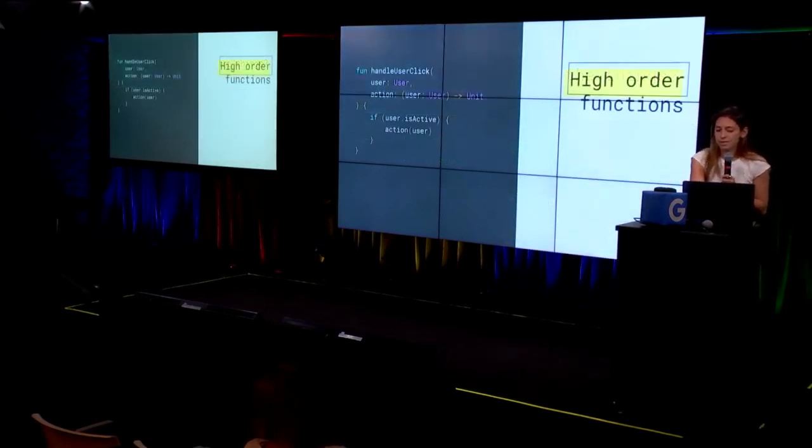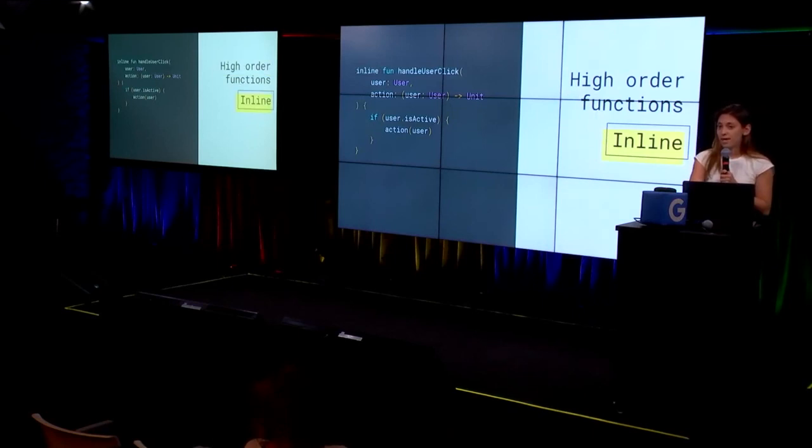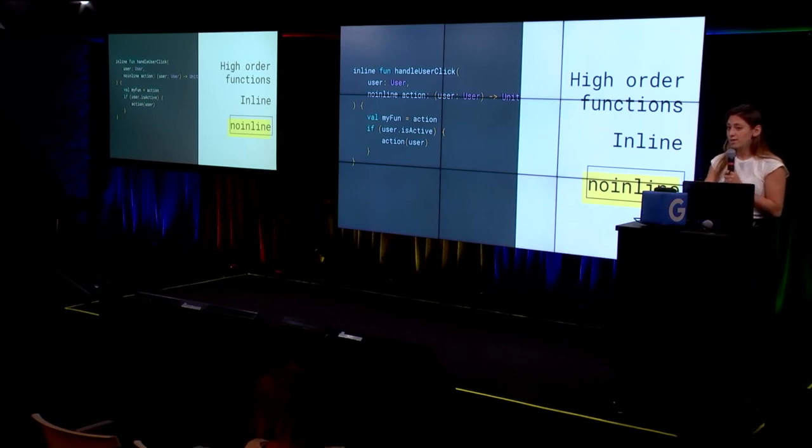OK, so we've learned what a higher-order function is, a function that gets another function as a parameter or that returns a function. And we've also learned about inline and how it saves you the object creation, and how to use noinline when you want to store a function.